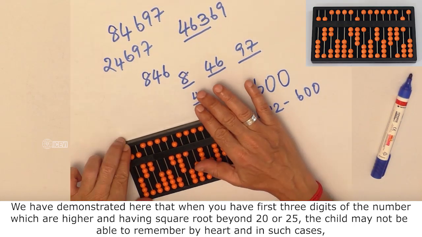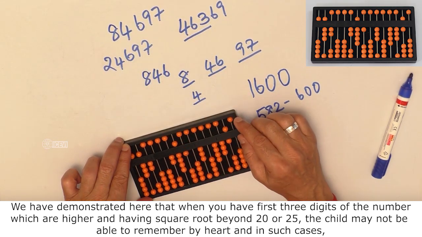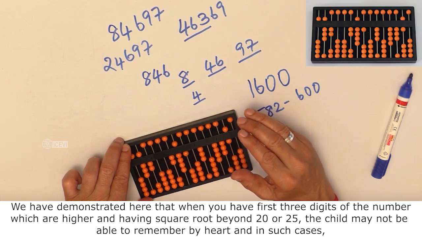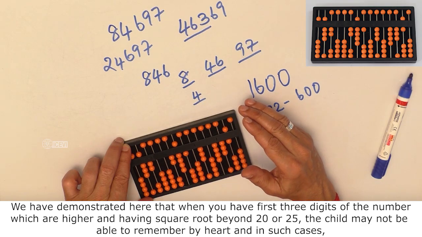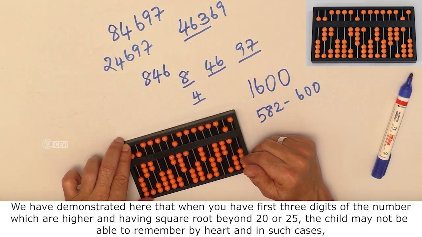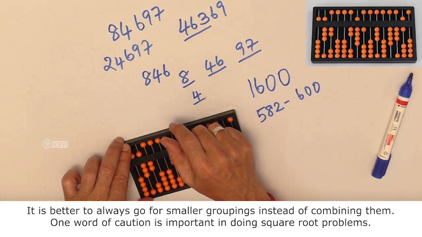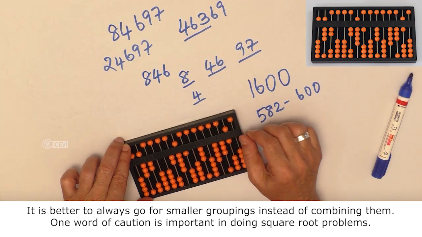We have demonstrated here that when you have the first 3 digits of the number which are higher and having a square root beyond 20 or 25, the child may not be able to remember by heart, and in such cases it is always better to go for smaller groupings instead of combining them.